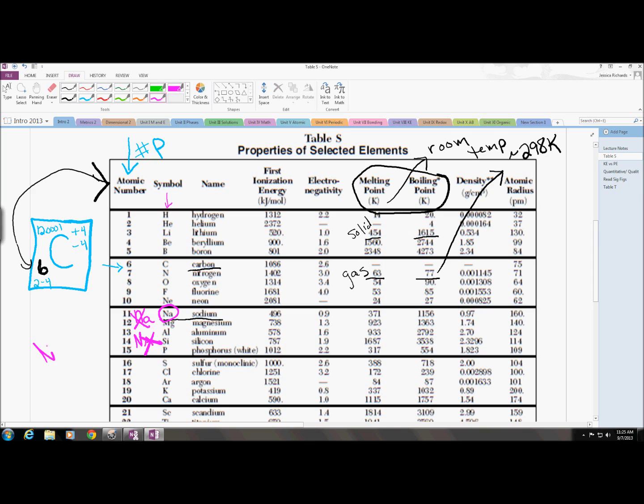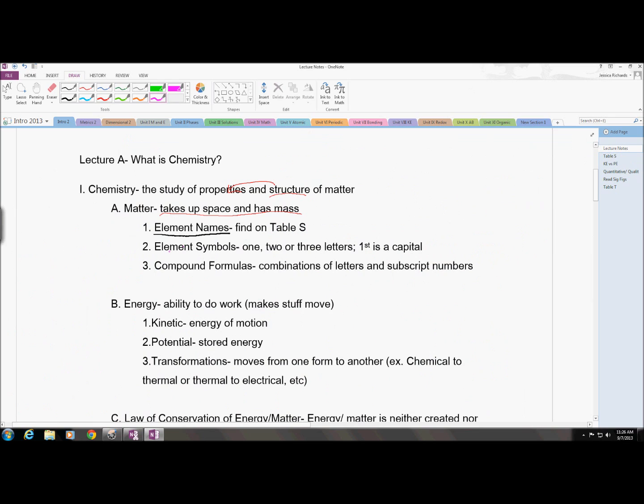If I look at a compound like this one, and I see 1, 2, 3 capital letters, I know it's made of 3 different elements. So it's really important that you get the capitalization correct. Okay, so 1, 2, or 3 letters, the first one's always capitalized.